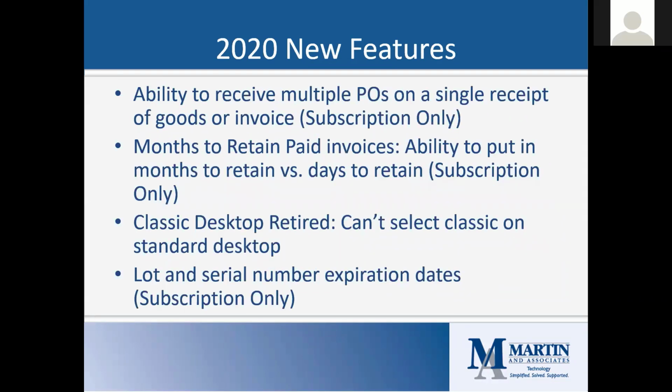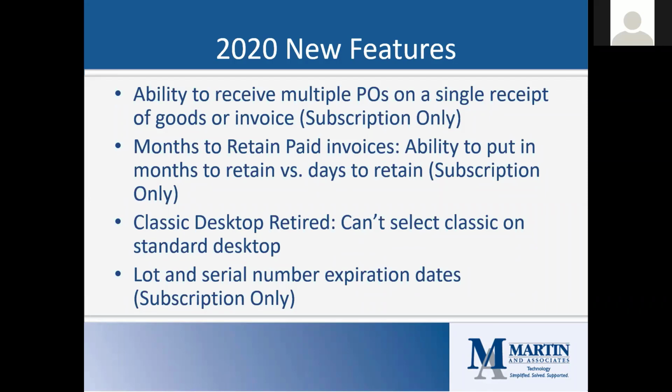Next is another pretty nice feature of the system: the ability to receive multiple purchase orders on a single receipt of goods or invoice. And again, this is another subscription only feature. I think it was the 2019 version of the software that added the ability to invoice multiple sales orders on the same invoice to your customers. So now in the 2020 version, they're putting that functionality in there on the AP PO side.